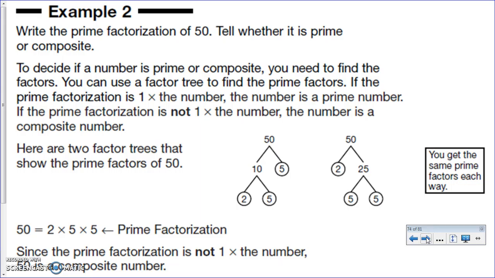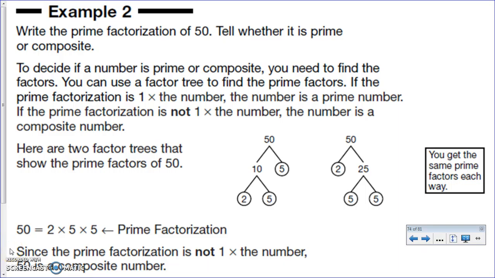Example 2. Write the prime factorization of 50. Tell whether it is prime or composite. To decide if a number is prime or composite, you need to find the factors. You can use a factor tree to find the prime factors. If the prime factorization is 1 times the number, then the number is a prime number. If the prime factorization is not 1 times the number, then the number is a composite number.